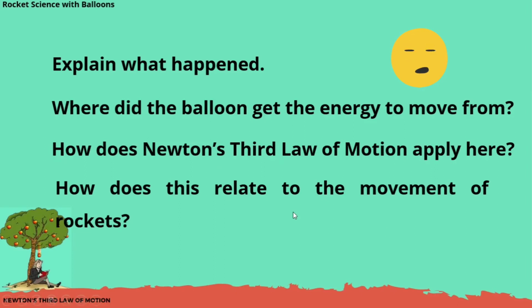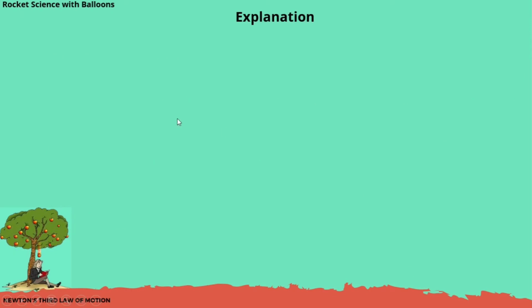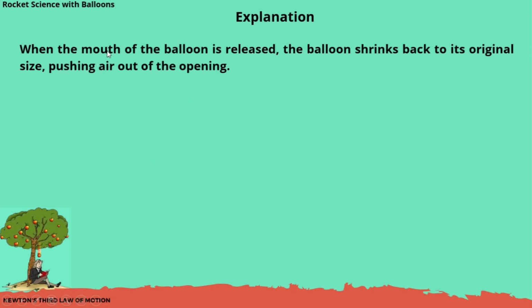All right. Let us explain the activity. Here is the explanation. When the mouth of the balloon is released, the balloon shrinks back to its original size, pushing air out of the opening. So, nung binitawan yung lobo, may lumabas galing sa loob ng lobo. Ano yun? Lumabas na yun galing sa loob ng lobo.